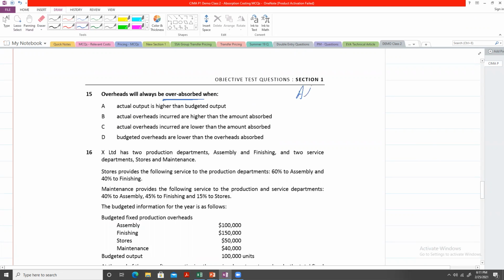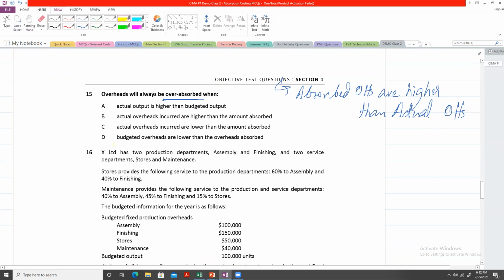The first thing that should come to your mind by looking at this statement is: when does over absorption occur? Over absorption occurs when absorbed overheads are higher than actual overheads.